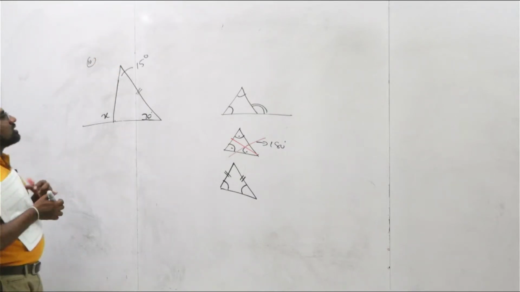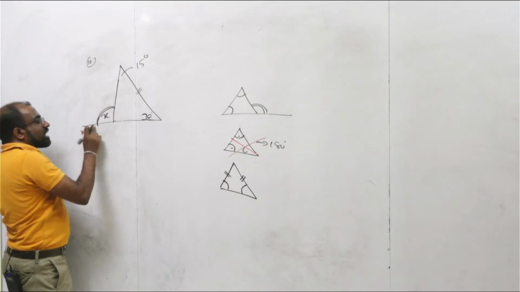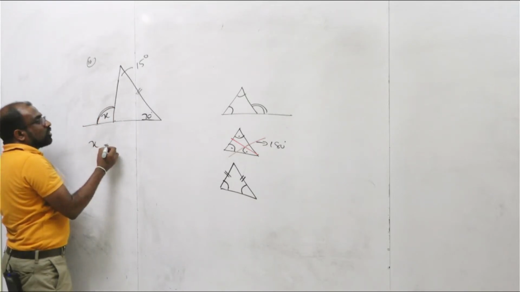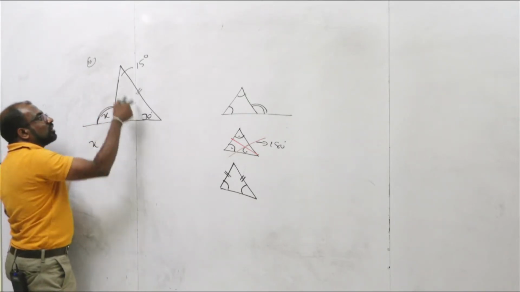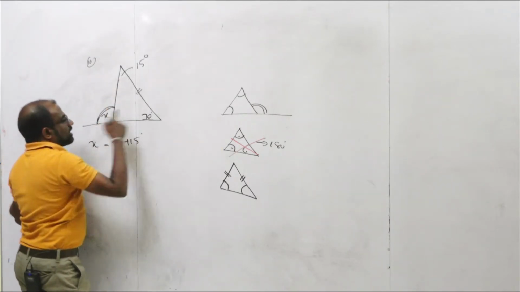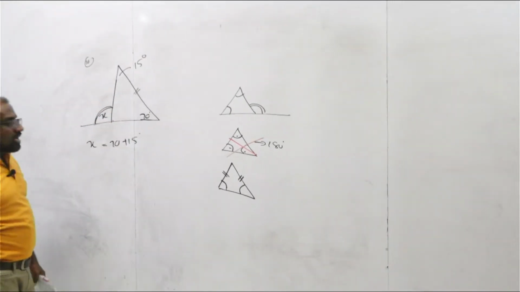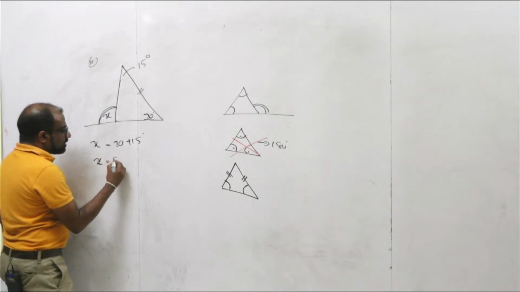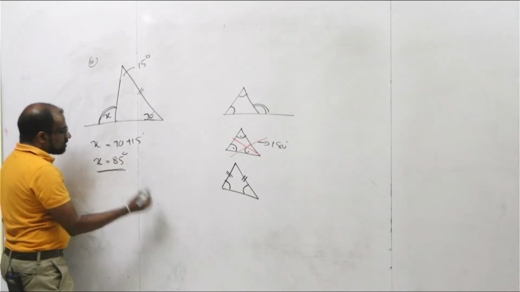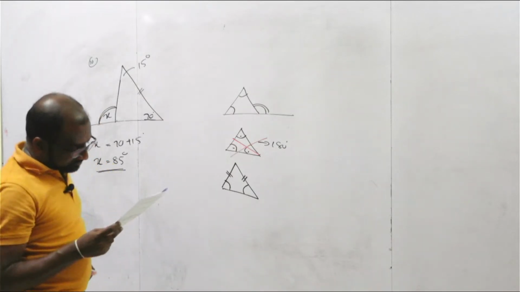Now what you can see? Exterior angle of triangle x equals sum of the two interior opposite angles. Alright, this one. Exterior angle of the triangle x equals sum of the two interior opposite angles, 70 plus 15, 85 degrees, the exterior angle. That's the answer.